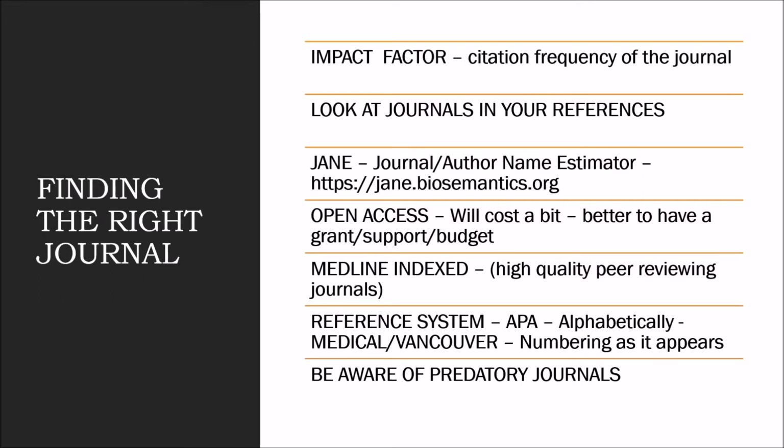So one of the things that we have to consider once you need to find a journal is to find the right one. Those are the things that are important. Consider the impact factor of the journal. Look at the journals that you have in your reference when you do a literature review. Go to Jane. We will go over those steps one by one, but I just open up here. And then go to Jane or other browsers that can give you an estimation of journals that match your topic. Prefer journals that have open access and are Medline indexed.